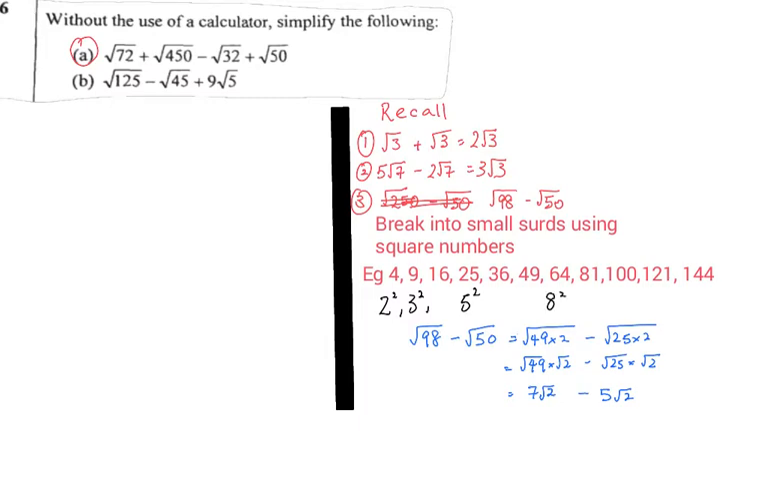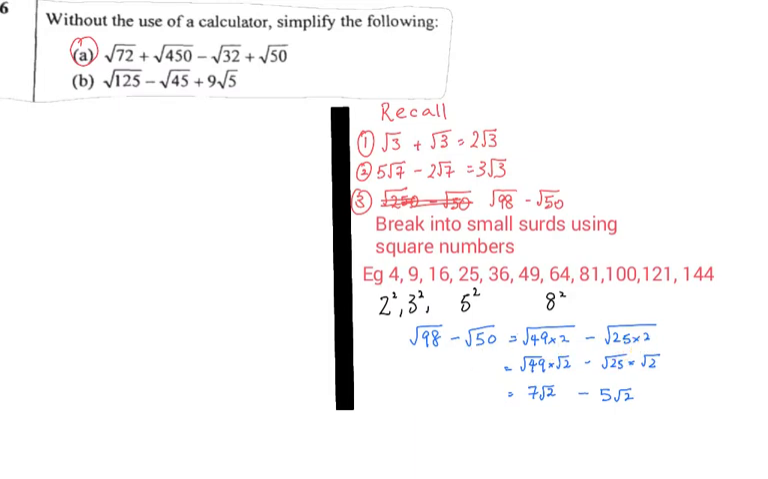So what it means is that for 98, I need to divide by any of these numbers and get a whole number. Now I want to find the biggest number. For 98, I can divide, and then you see that 49 is the biggest number that I can divide 98 by, and there's no remainder. So you know that 98 is 49 times 2. Similarly, 50 will be equal to 25 times 2.